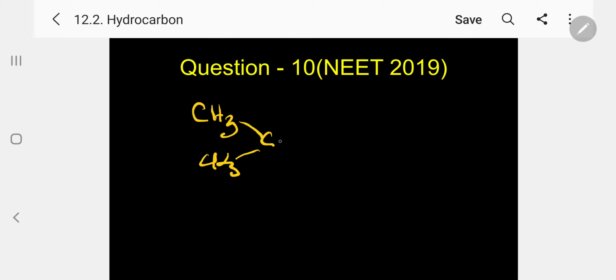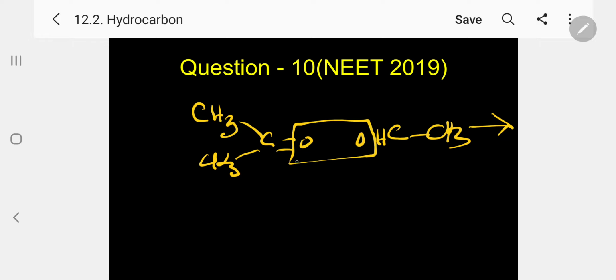Keep the functional groups facing each other, and the other is acetaldehyde. So I am writing like this. Kindly follow. If you want to identify an alkene from aldehydes or ketones, you write them face to face, then just remove the two oxygens and connect by a double bond, and you will get the alkene. This is the trick. Please learn the technique.